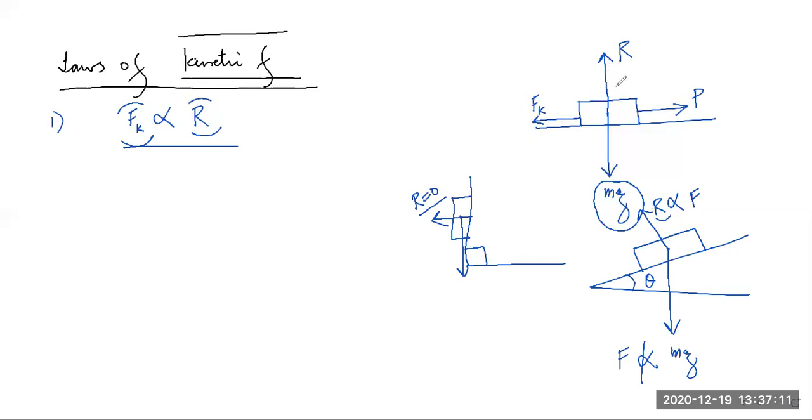Normal reaction is maximum when the body is at rest on a horizontal plane. Then in this case mg is equal to the normal reaction R. Remember that as the inclination increases, R will be decreasing, and at 90 degrees R becomes 0. Okay, so this is interesting.